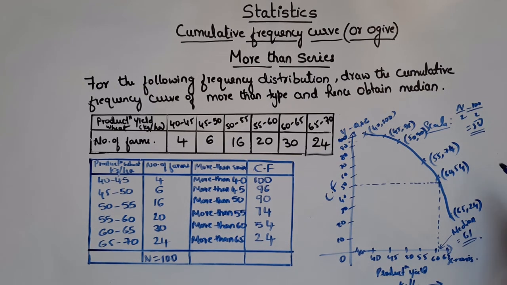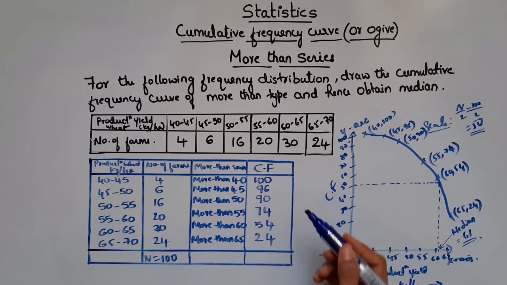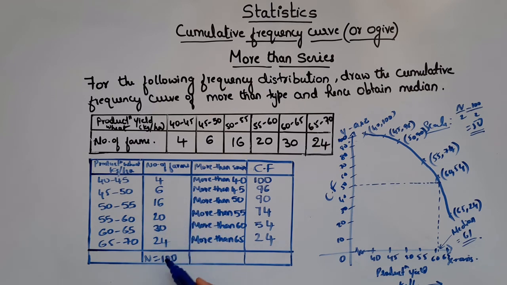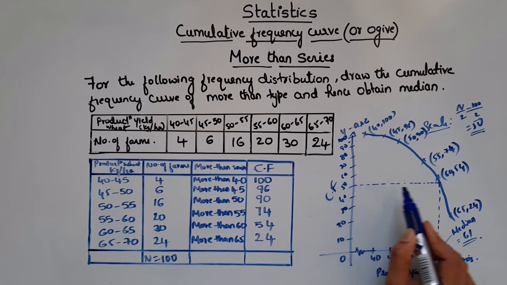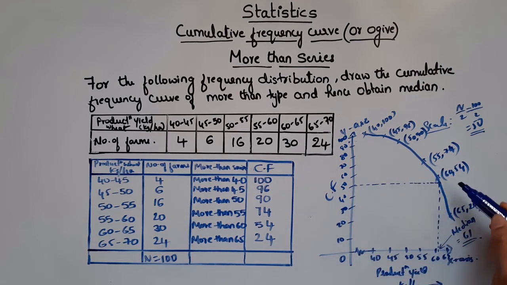Alright. So I repeat, in order to find median, you have to see the value of n by 2. So n is nothing but the total number of farms. So n is 100. Note that it's not the total number of cumulative frequency. It's the total number of farms, which is nothing but your frequency, right? So that is 100. So 100 by 2 will give you 50. So this 50 you will mark on CF. From 50 you will draw a perpendicular line till it touches this curve. Alright. From the point of intersection you will draw this perpendicular line to the x-axis. So this value on the x-axis will give you your median. I hope this is clear.